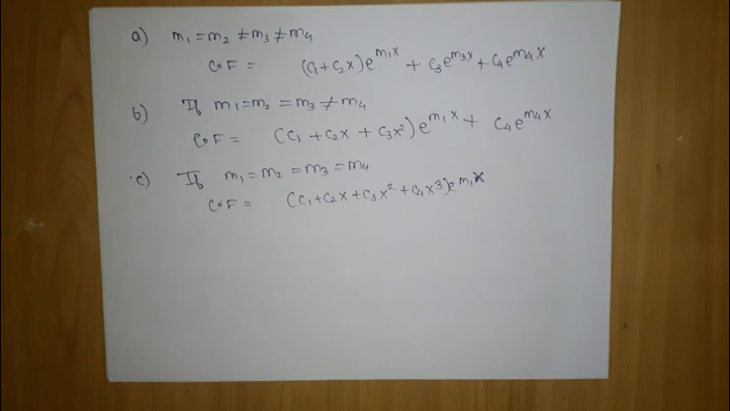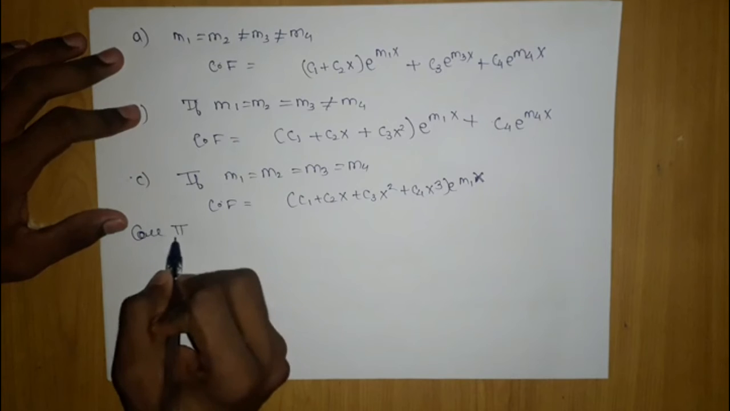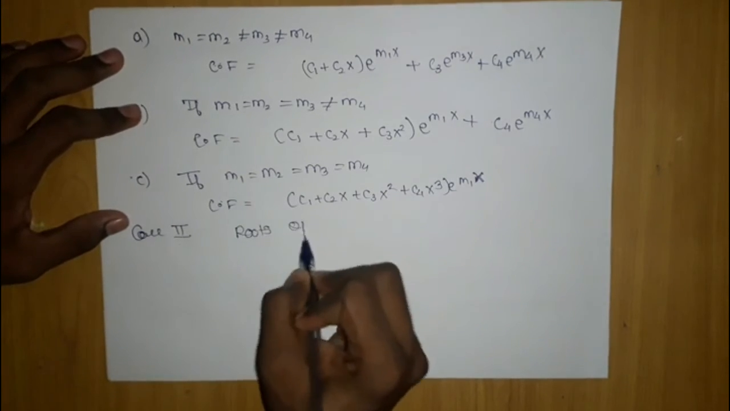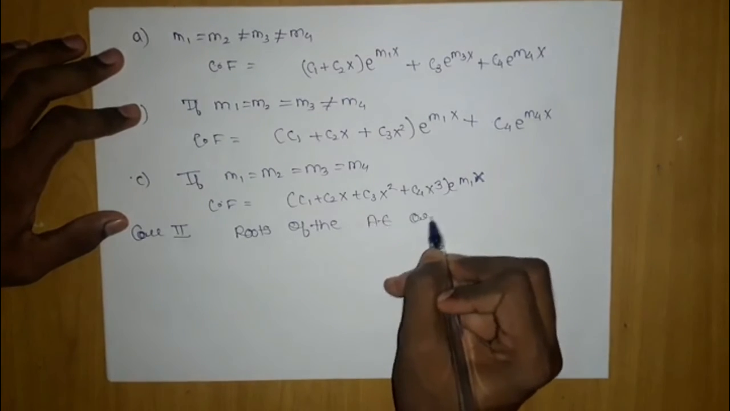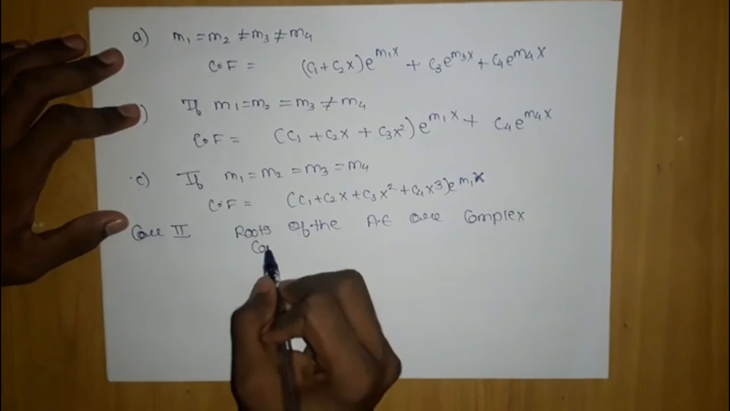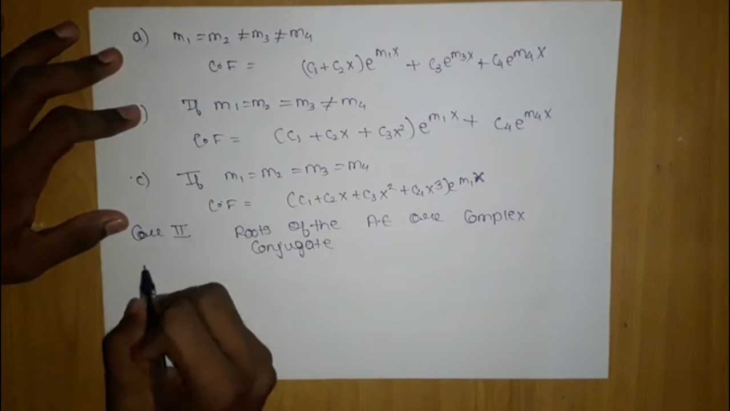Now there can be a situation where after solving the auxiliary equation you may get roots imaginary or conjugate. So let's see case 2. Case 2 is: roots of the auxiliary equation are complex conjugate. So if roots are complex conjugate, let's see the first case in this, A.